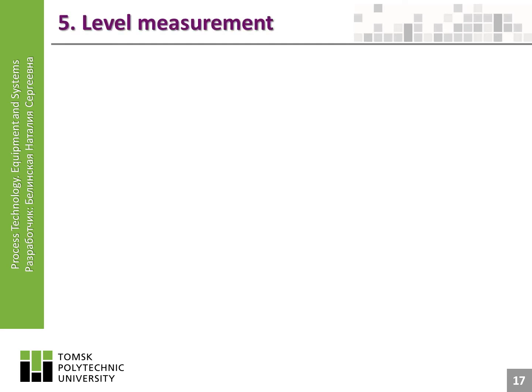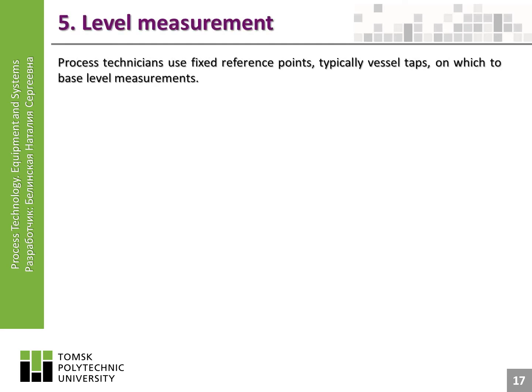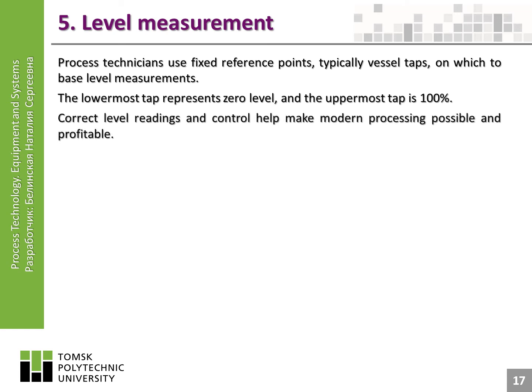Level measurement. Process technicians use fixed reference points, typically vessel taps, on which to base level measurements. The lowermost tap represents 0 level, and the uppermost tap is 100%. Correct level readings and control help make modern processing possible and profitable.